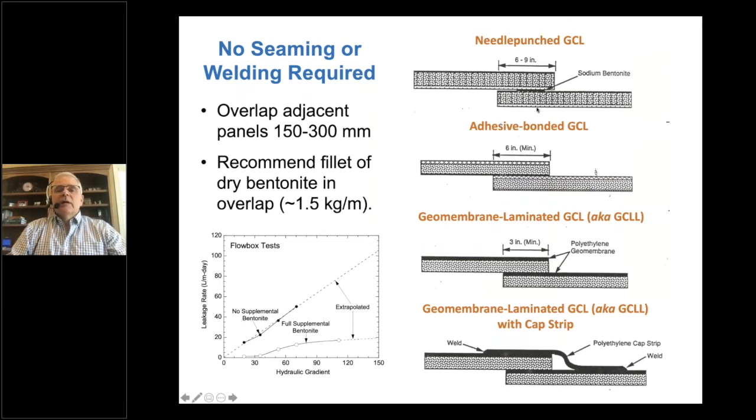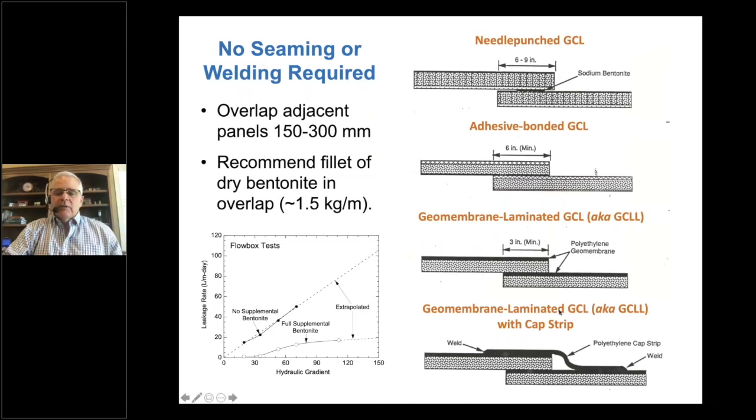GCLs come in a number of different types. Perhaps the most common today is the one I show at the top here, a needle punch product. We'll see more of that as we go forward. But there still are adhesive bonded products around. These days, we're seeing a lot more interest in laminated GCL products, which I show down here at the bottom. Here we have a GCL that may be just bentonite that's glued onto a geomembrane, or more commonly these days, a needle punch nonwoven GCL with a geomembrane laminated right to it, essentially creating a factory installed composite liner in one material.